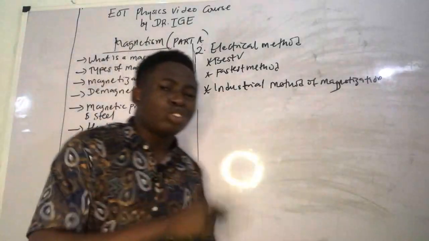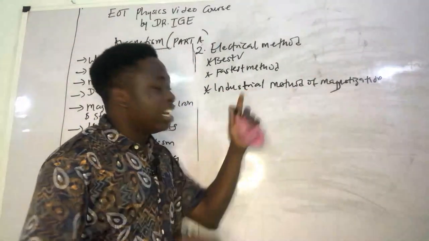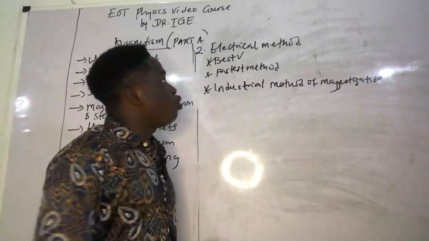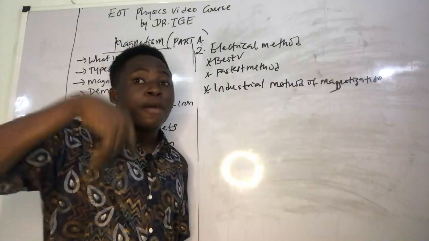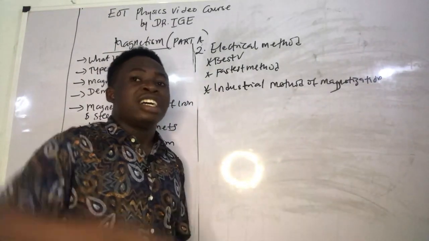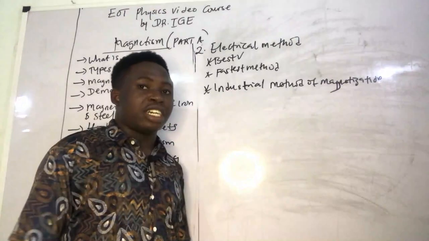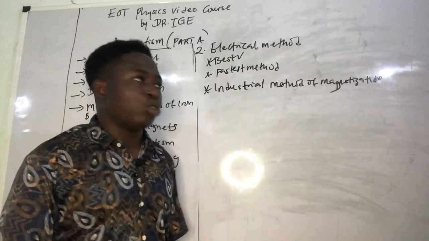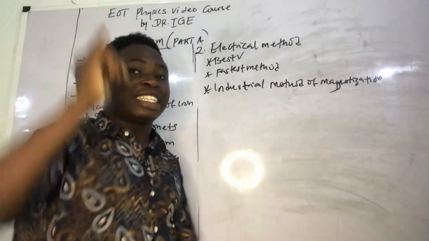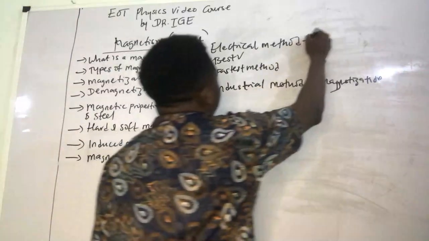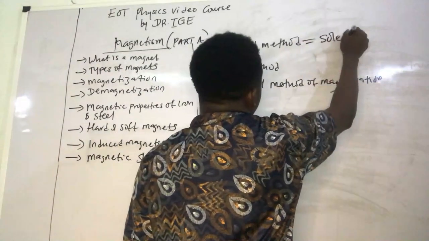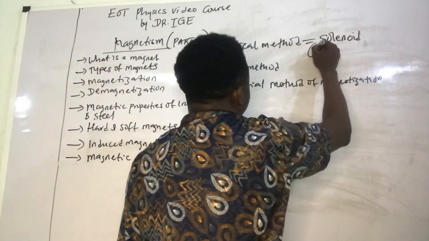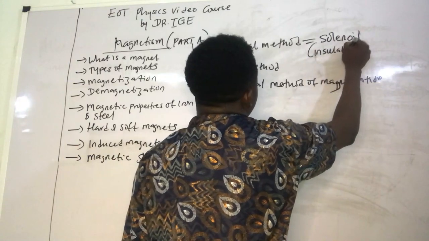So electrical method. If they ask you, the industrial method of making magnets is what? Electrical. The best method of magnetization is what? Electrical. The fastest way, electrical. Do you understand? And then, how is the electrical method done? Unlike stroking that is done on a bench, this is done on a solenoid. And what is a solenoid? It is an insulated copper coil.